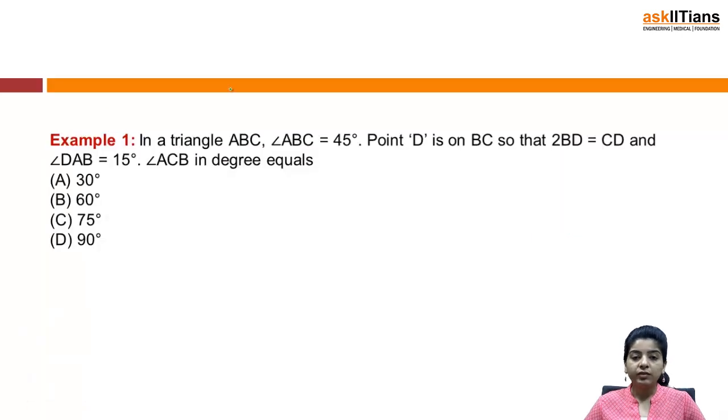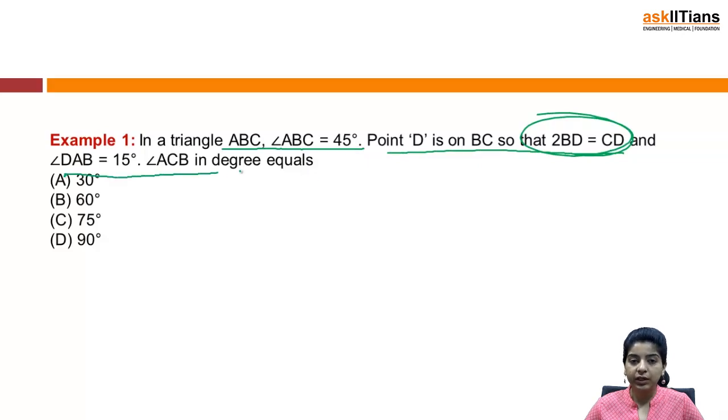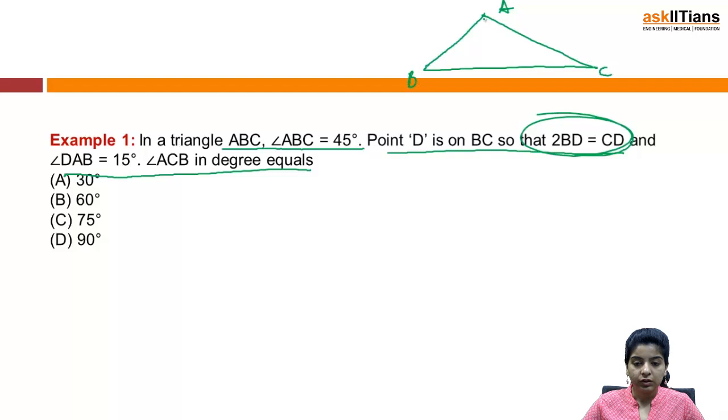Okay, now let us discuss some examples based on this theorem. In a triangle ABC, angle ABC is 45 degrees, point D is on BC so that 2 BD is CD, and angle DAB is 15 degrees. So we are required to find out the angle ACB. First of all, you will have to draw the figure in these questions. So let us discuss the figure first. This is the triangle that I am talking about, ABC. This would be my point D, and this angle is given to be 45 degrees.